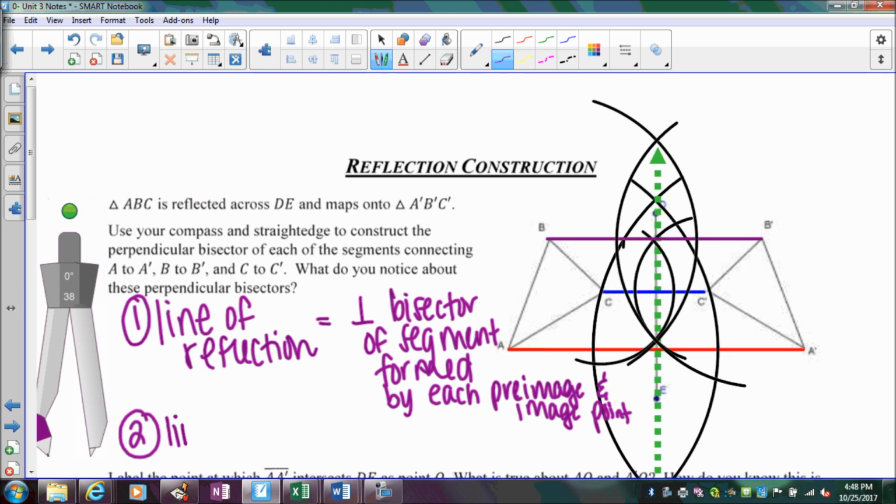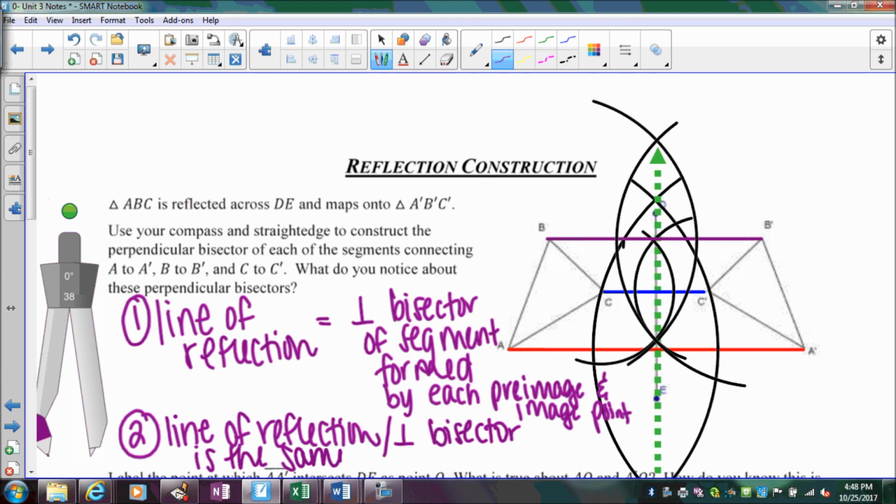So the line of reflection, or the perpendicular bisector, is the same for each set of points. This is going to be important. If you have to construct or find the line of reflection and you don't have a mirror to look in and figure out where it is, you can construct the perpendicular bisector between any pre-image and image point. That's exactly the process: just find the perpendicular bisector.